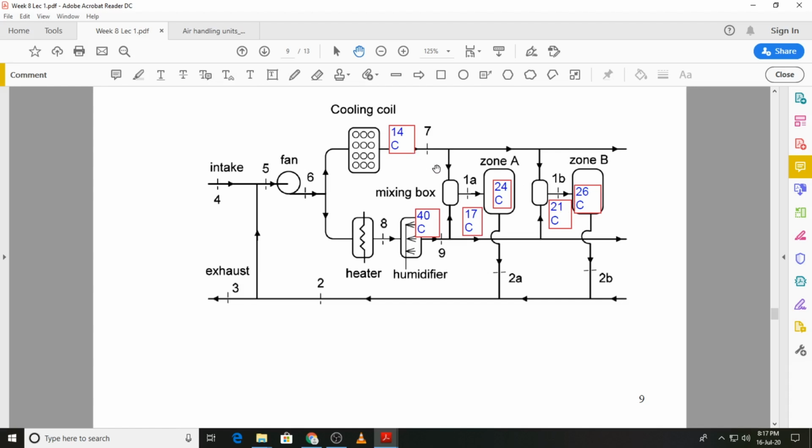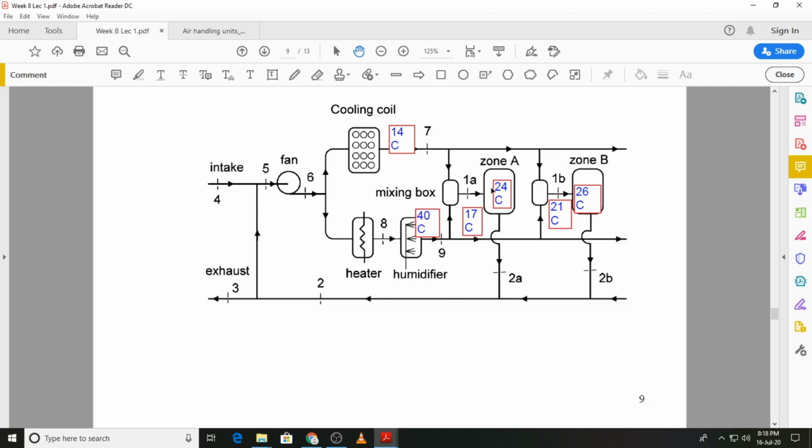What we will do is that the air that we are supplying from the cooling coil will be mixed with the air coming from the heating coil in a mixing box, and by changing the proportion of the air in this mixing box, we can control the supply temperature to a particular zone. The same applies to zone B.